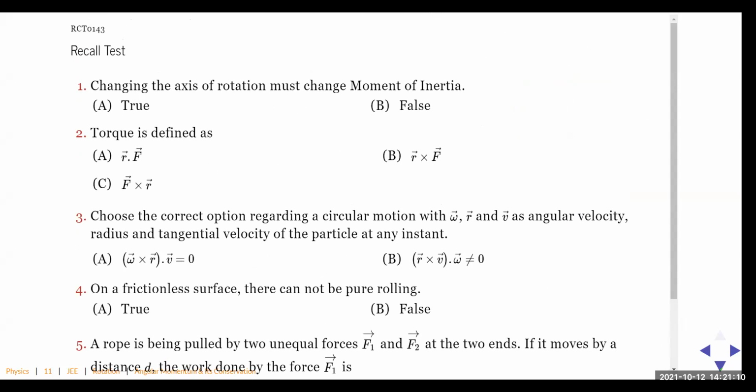Right? Now tell me, if you talk about angle, if it is 0 degree or 180 degree, right? If it is 0 or 180 degree, it will not be 0, na? It will not be 0, right? So the answer is B.